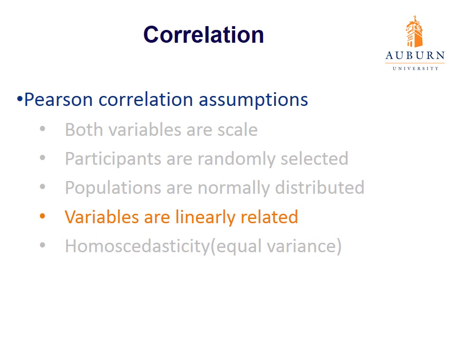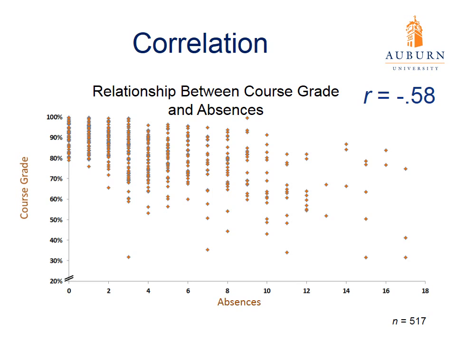The fourth assumption is that our variables should be linearly related to each other. Now when we say linear, what we're saying is that our observations should be best represented by a straight line. So in our scatter plot, the points in our scatter plot should be best represented by a straight line. If we go back to our example of course grade and absences, we can see that there's a lot of variability among our individual students in the scatter plot. But generally, it appears that as absences increase, course grades tends to decrease.